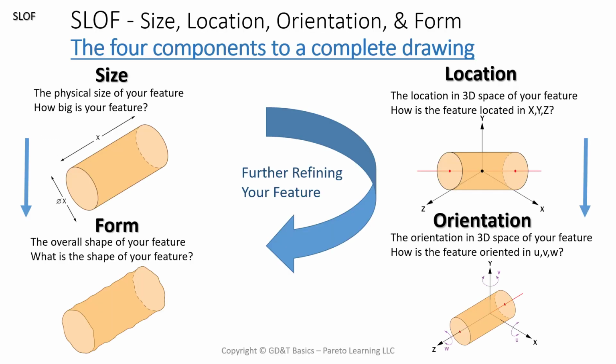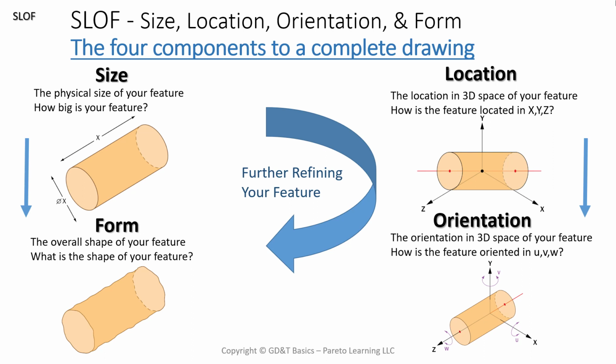So just to break this down once more, if you remember from our sloth lesson in our fundamentals course, we have size, location, orientation, and form. Runout is something, and I'm going to get my pen real quick. All right, got my pen here. So runout is a very different type of symbol, runout and total runout.